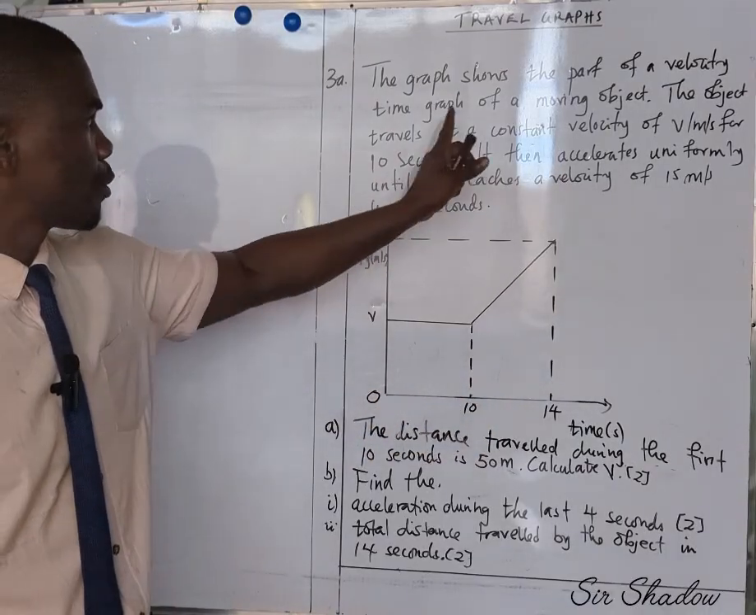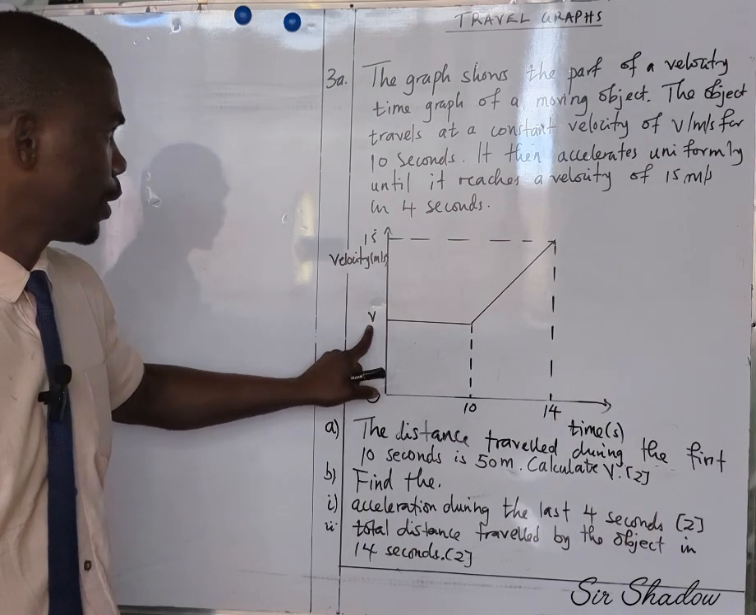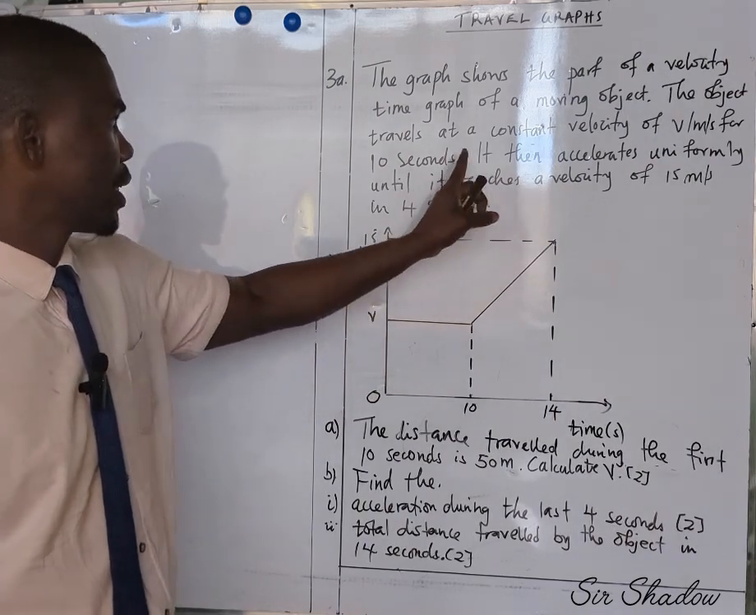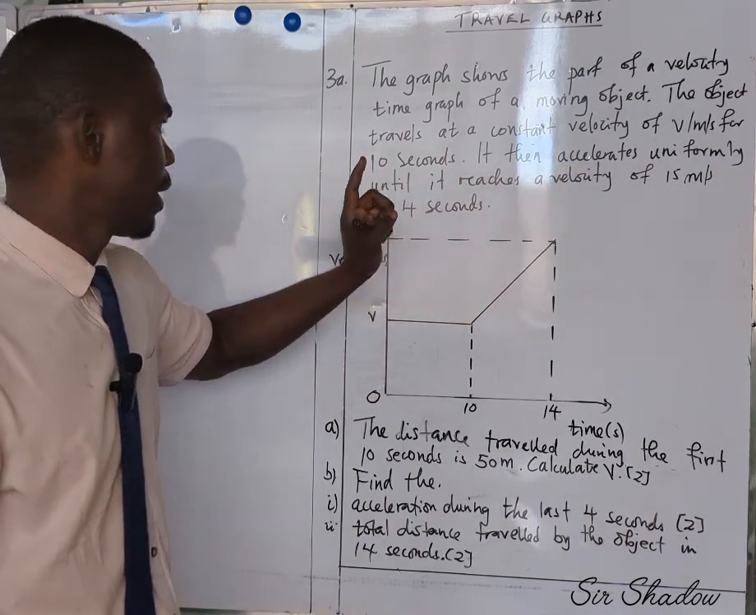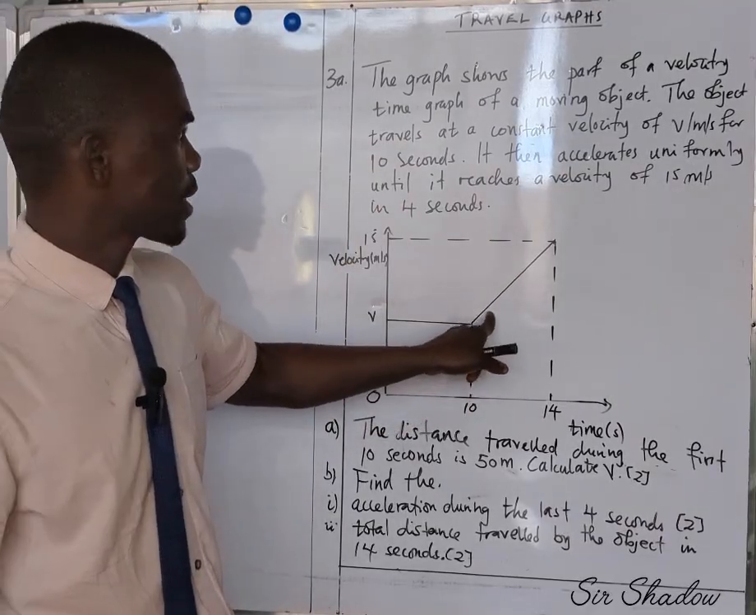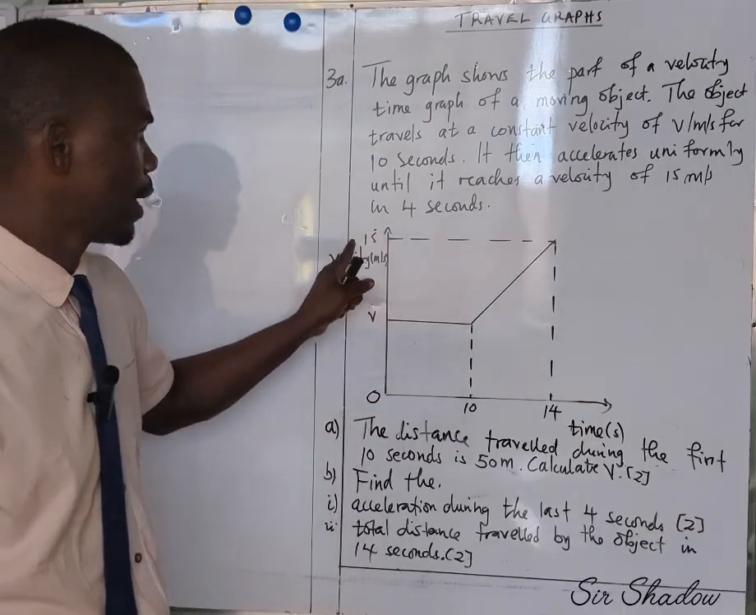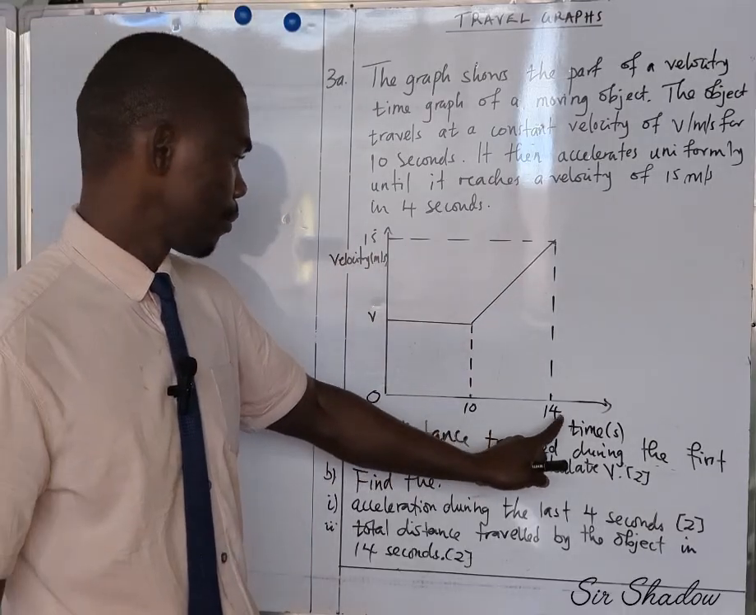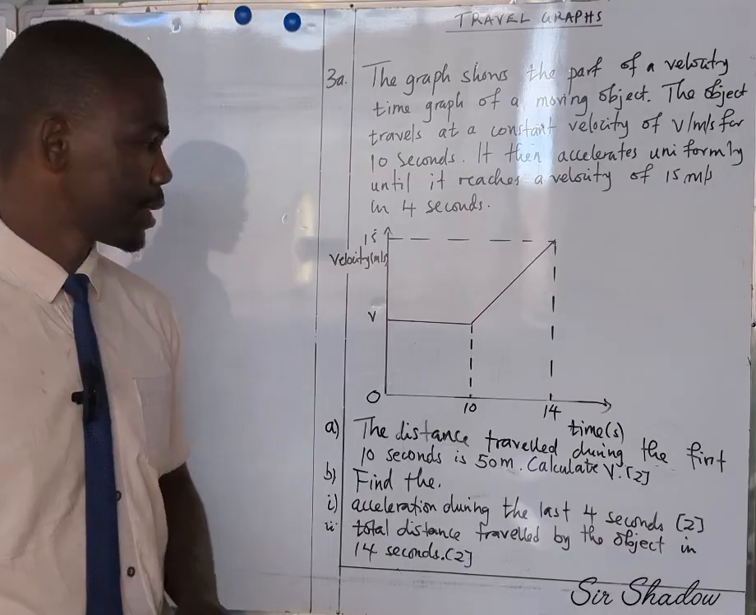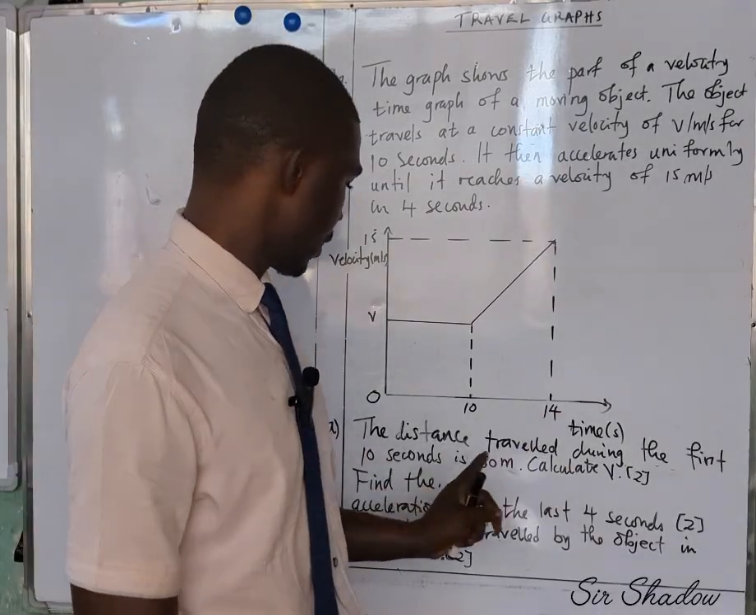So we're just saying the graph shows the part of the velocity-time graph of a moving object. The object starts from point V, which is unknown. The object travels at a constant velocity of v meters per second from this up to 10 seconds. It then accelerates uniformly until it reaches this velocity of 50 meters per second, which is here. Then in 4 seconds, 14 minus 10, you get 4 seconds.